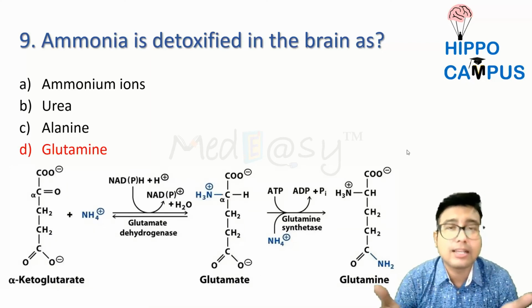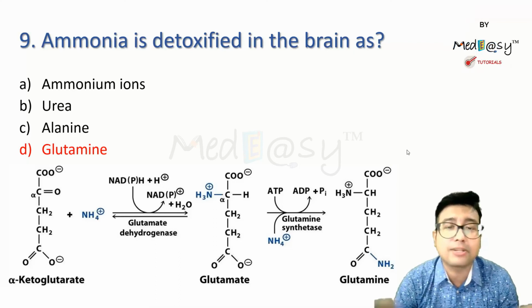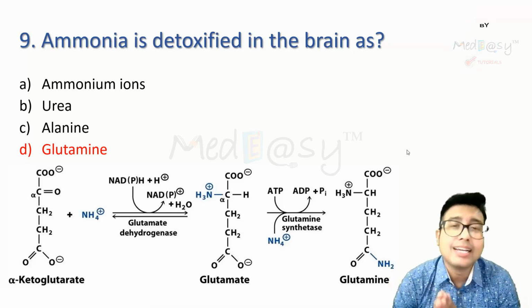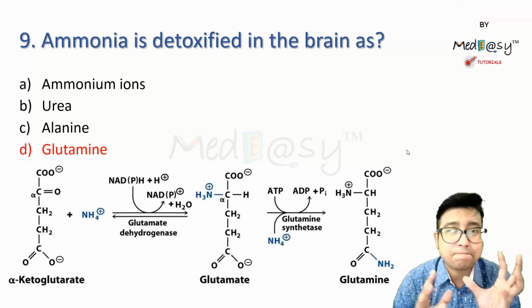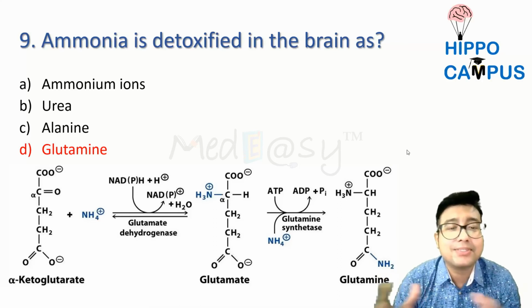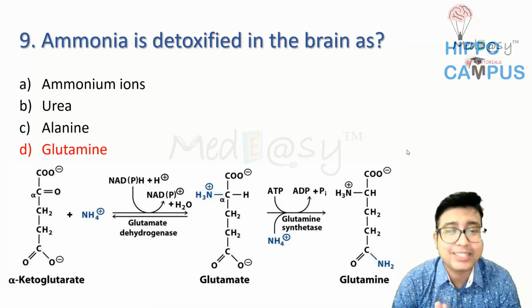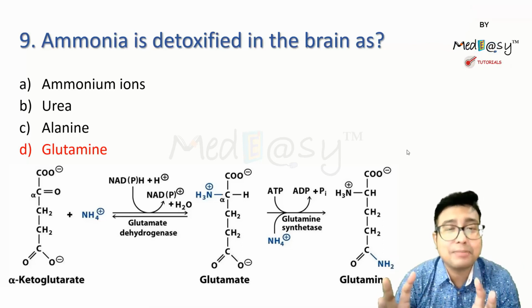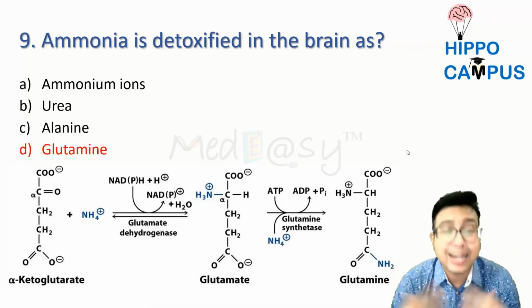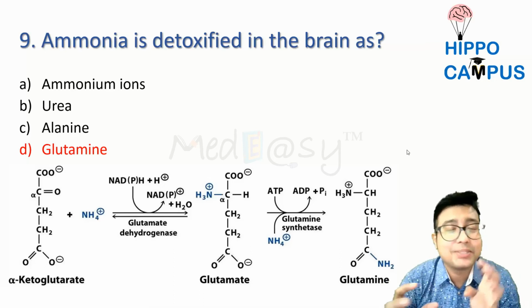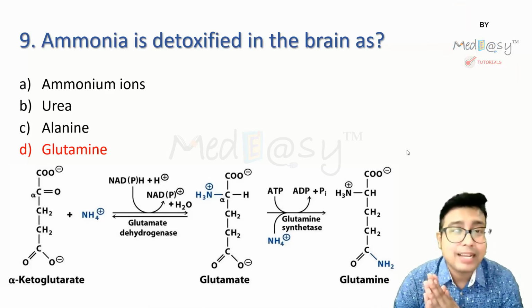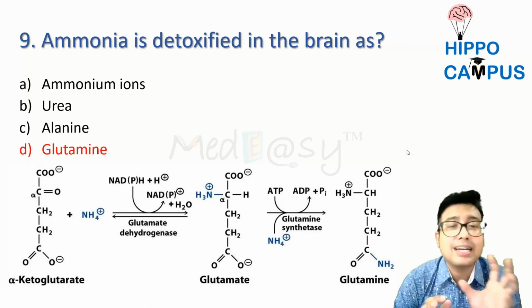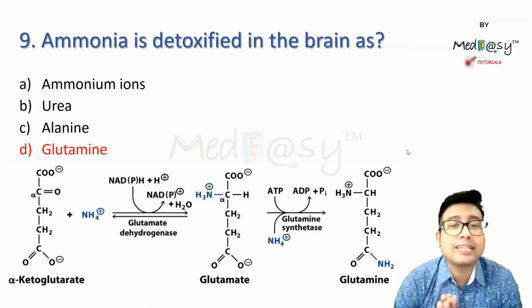This is the famous and most common diagram that you come across in any standard textbook. This is taken from Lehninger, and as you can see, alpha ketoglutarate combines with ammonium ion to reversibly form glutamate. Then, by glutamine synthetase, again ammonium ion combines with glutamate to form glutamine, and this glutamine is finally let go from the brain. So ammonia is detoxified in the brain as glutamine.